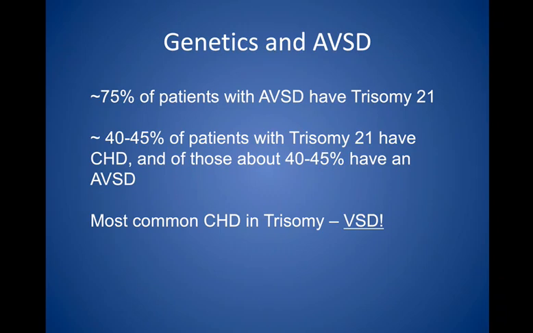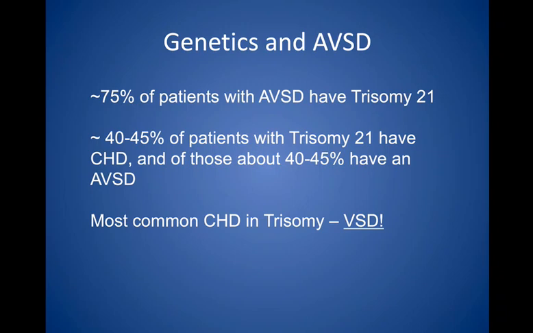So the genetics of AV canals: the boards will love to ask this question, and typically they can trick you, but it's just the way you look at it. Statistically, about 75%, so three-quarters, of patients with AV canals will have trisomy 21. So if you have a child with an AV canal, it's very important to rule out trisomy 21 by doing a karyotype.